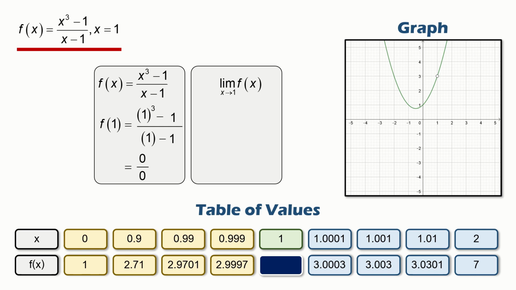Observe from the left side, when the x value of the function is getting as close to 1 as possible, the function is getting closer to what number?